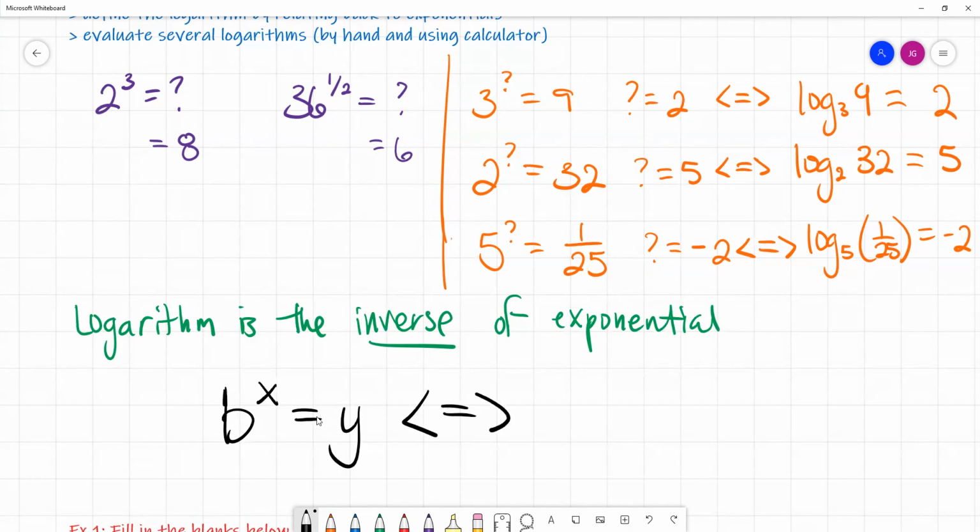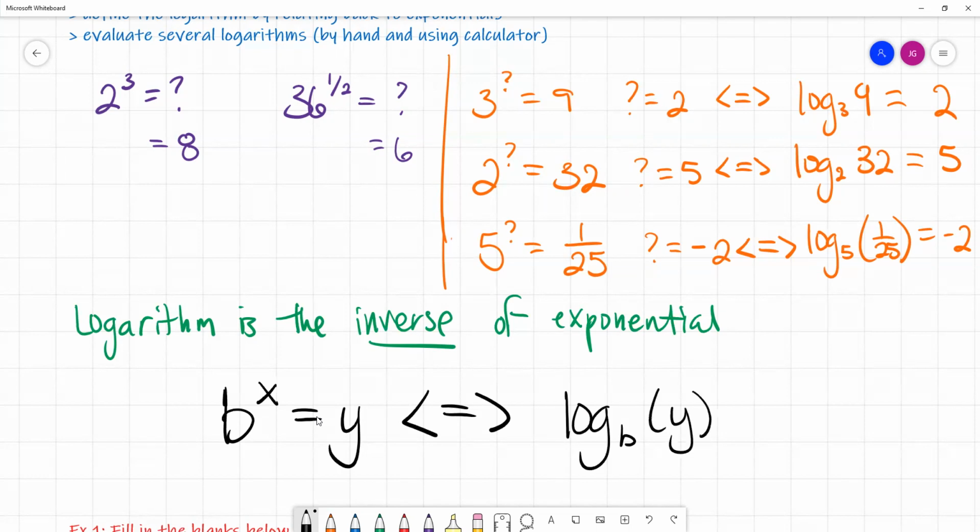Then I can rewrite that. Okay, remember this means equivalent to, this is the same as. I can write that as log base b. Okay, the base goes down here, like right underneath as a subscript. Log base b of y.